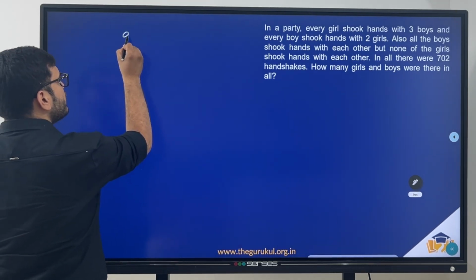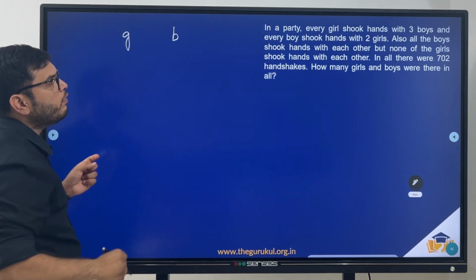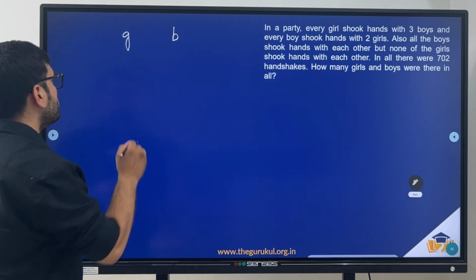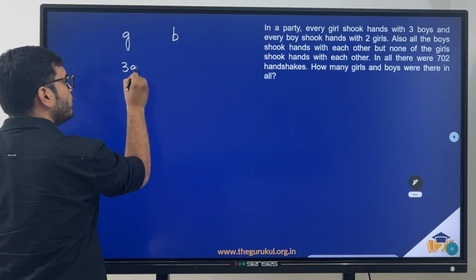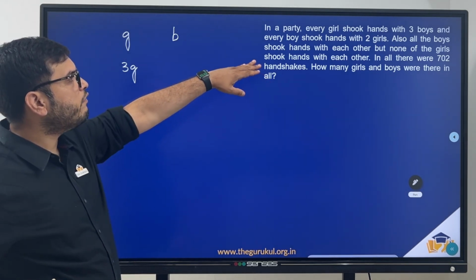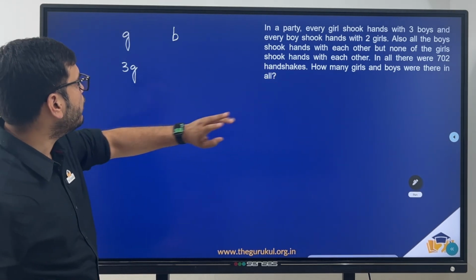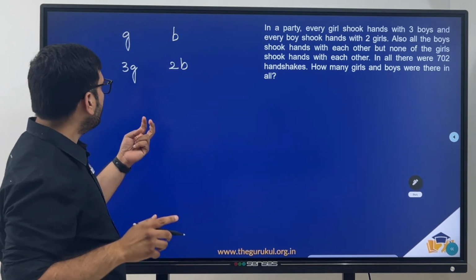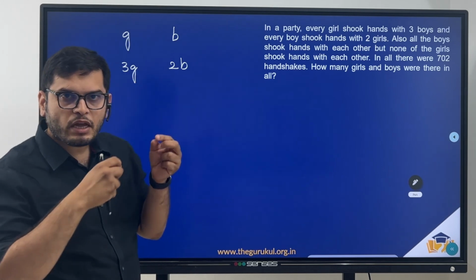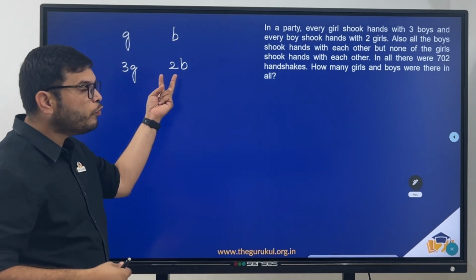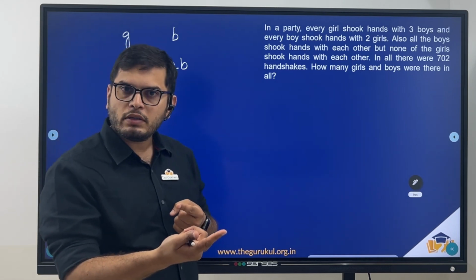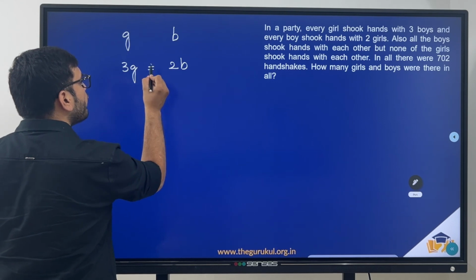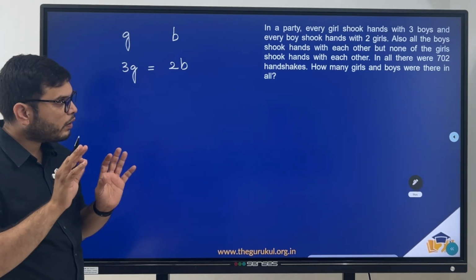So let there be G girls and B boys. Now it is mentioned that every girl shook hands with 3 boys. So if there are G girls, the total number of handshakes will be 3G. And it is also mentioned that every boy shook hands with 2 girls, right? So if there are B boys, the total number of handshakes should be 2B. Now, if you observe, these 3G handshakes are between girls and boys, and these 2B handshakes are also between girls and boys. So we are talking about the same handshakes. So I can say that 3G should be equal to 2B, right?